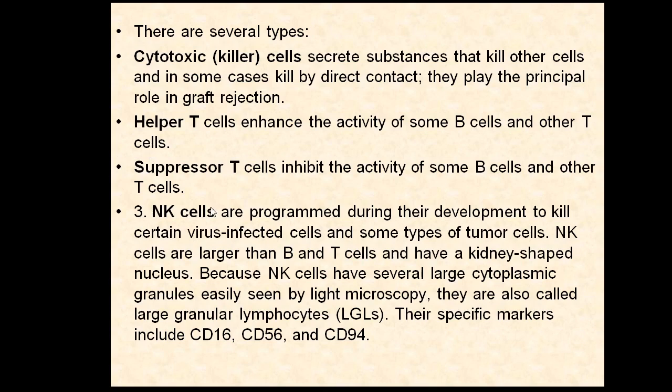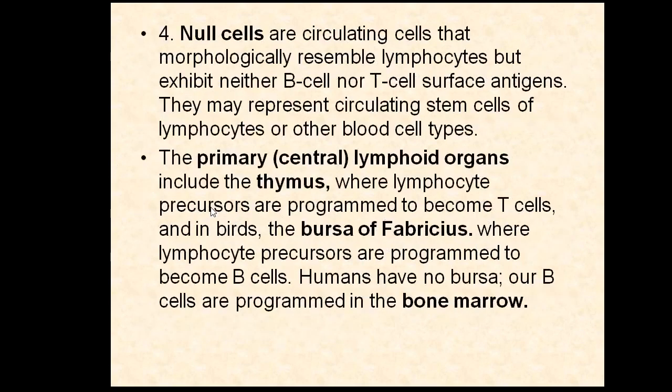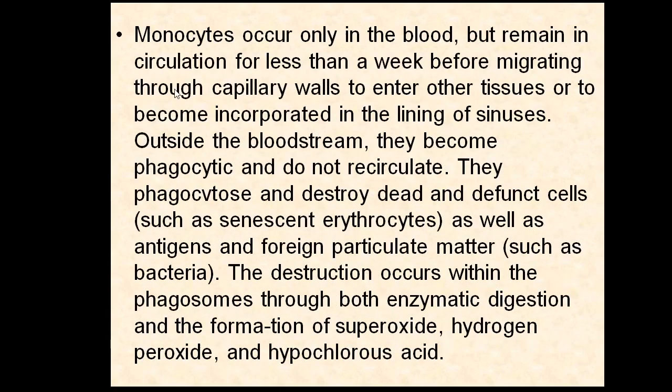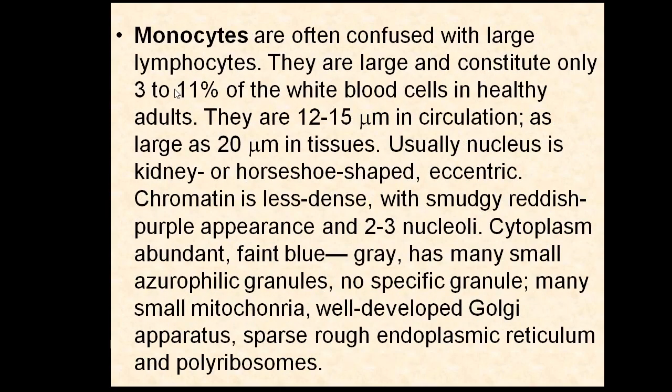All T lymphocytes have the CD3 marker, and so on. The last class of leukocytes is monocytes. They constitute only 3 to 11% in the peripheral blood. It is a very large cell, over 12 to 15 micrometers in diameter, and has a horseshoe-shaped nucleus.